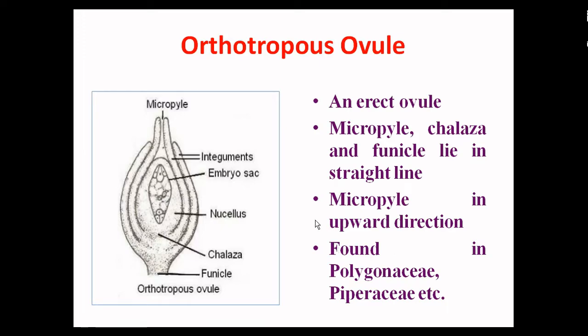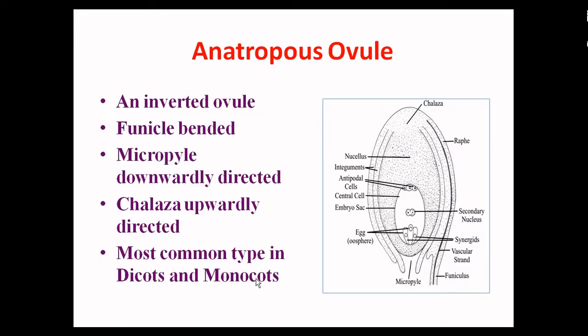The first type is the orthotropous ovule. This orthotropous ovule is an erect ovule in which the micropyle, chalaza and funicle lie in a straight line. So that is, the micropyle is directed upward. This type of ovule can be found in the members of Polygonaceae, Piperaceae, etc.